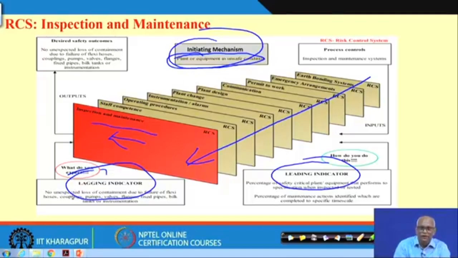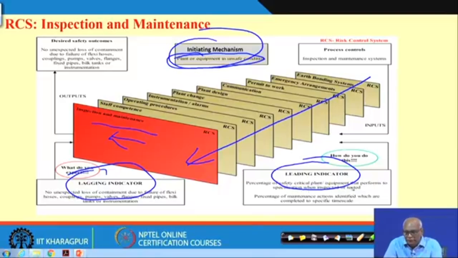Suppose you have 10 pipelines, all the 10 pipelines you have to find out this. Each pipeline has got 5 valves, 10 pipelines has got 50 valves, all 50 valves you have to find out unexpected loss. So, you should have a system to find out unexpected loss from all these things. How much big data it is? Similarly, leading indicator. What is leading indicator? The process controls if you give for this plant and equipment unsafe condition, if you put it through inspection and maintenance, what will be the leading indicators?